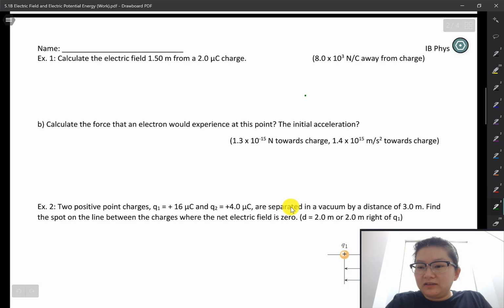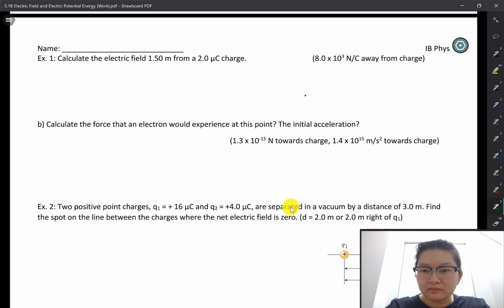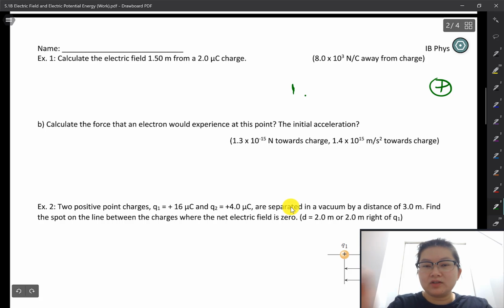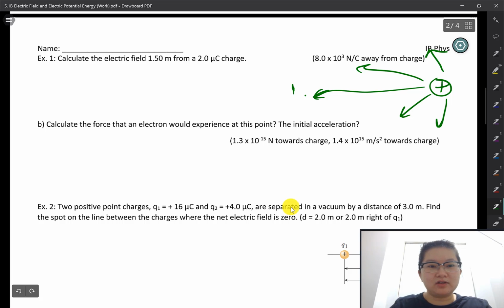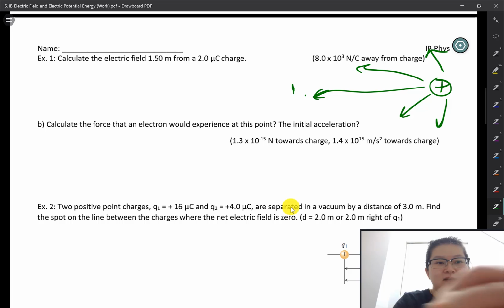Calculate the electric field 1.5 meters from a 2 microcoulomb charge. That's not too bad, essentially. Let's draw a diagram just so we understand what we're doing here. Looks like we have a positive charge. So this guy over here, we're trying to find the electric field at this point. So remember, for a positive charge, the electric field points away from the charge itself. Not that that is very relevant to this question, because all we have to do is just do some number crunching.